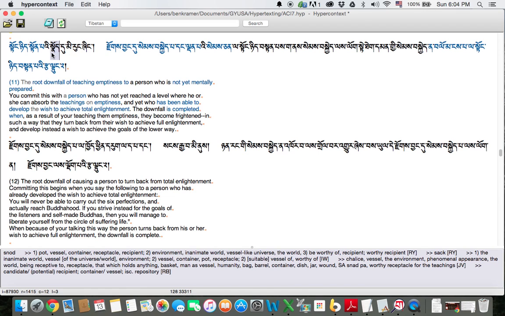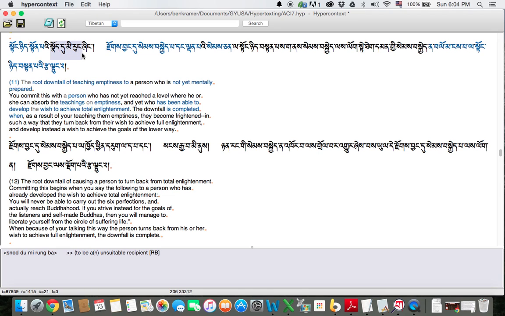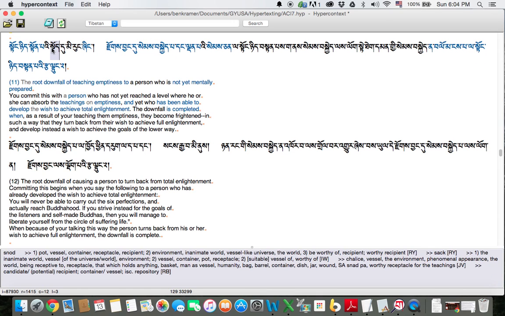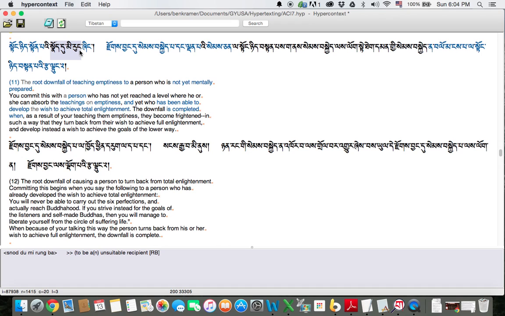Okay, here's a tricky one. So at the moment, I'm grabbing the biggest possible chunk. I would say not yet reached a level where he or she can absorb it. I didn't say vessel, because I didn't want to say they're a vessel. It's like a tugboat to me. Proper vessel, or not the right vessel.